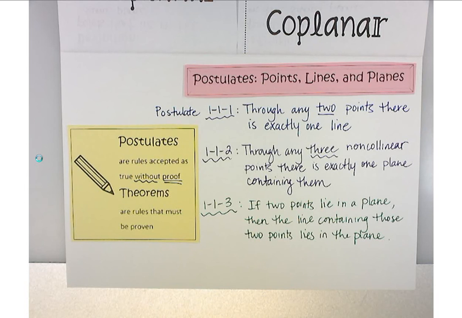So with the first postulate, what that means is any 2 points are going to make up a line. You don't even have to physically see the line in between them. You can always draw a line in between them. It's the same thing with the 3 non-collinear points. As long as they're non-collinear, there's going to be a plane that contains them. And then for the last one, if 2 points lie in a plane, the line that contains those also has to lie in a plane.